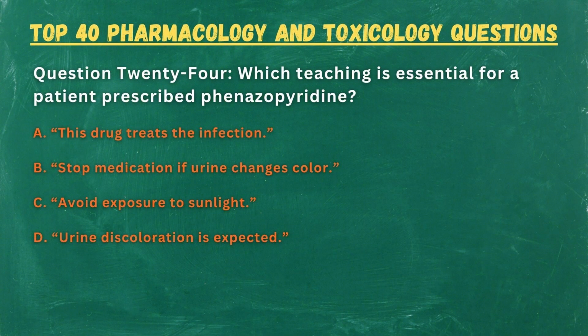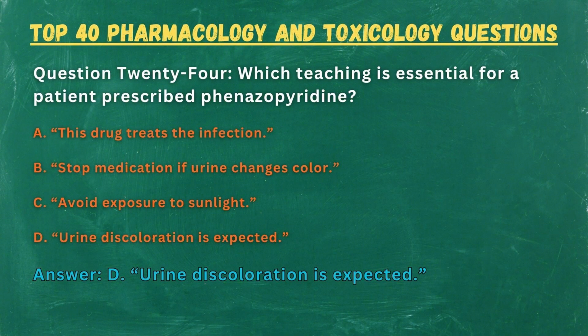Question 24. Which teaching is essential for a patient prescribed phenazopyridine? A. This drug treats the infection. B. Stop medication if urine changes color. C. Avoid exposure to sunlight. D. Urine discoloration is expected. Answer: D. Urine discoloration is expected.